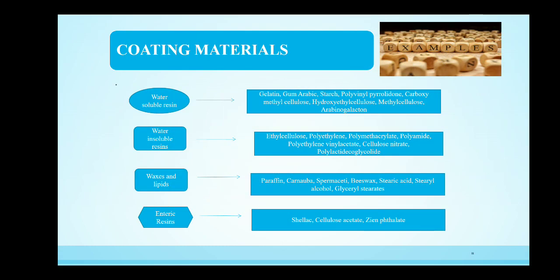So these are some of the examples of coating material. Say for example, water soluble resin. Different ingredients can be used, like gelatin, starch, polyvinyl pyrrolidone, carboxymethyl cellulose and so on. In case of water insoluble resins, ethyl cellulose, polyethylene, polymethyl acrylate, polyamide can be used. In case of waxes and lipids, paraffin, beeswax, stearic acid, glycerol stearates can be used. In case of enteric resin, shellac, cellulose acetate and zinc phthalate can be used. So these are the different examples of a coating material.